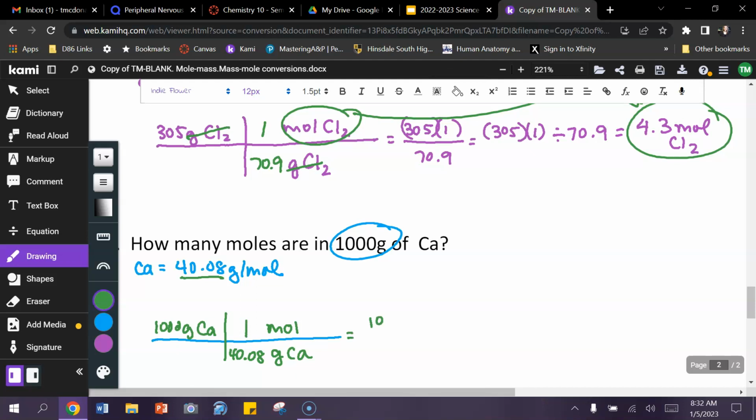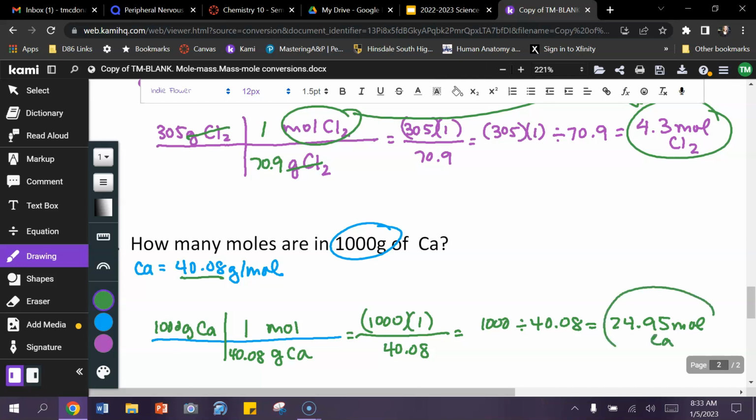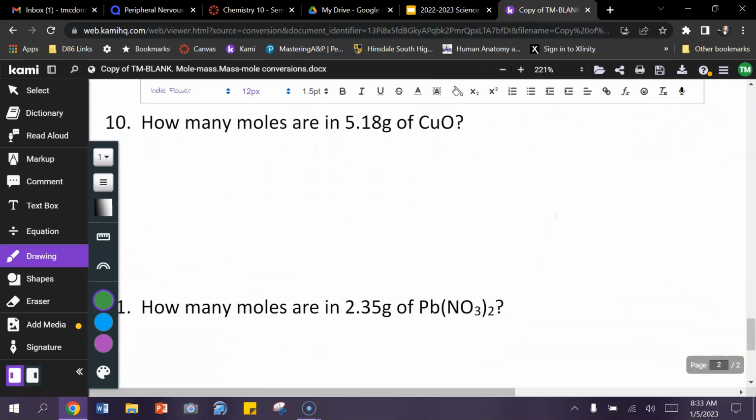Multiply across the top. So we have 1,000 times 1. We're going to divide that by the number at the bottom, which is 40.08. When you plug this into your calculator, it would simply be 1,000 divided by 40.08. Remember, I'm not putting the 1 there anymore because 1,000 times 1 is 1,000, so I don't have to keep saying that. So when you divide this, you get 24.95 moles of calcium. And there's your answer for that.